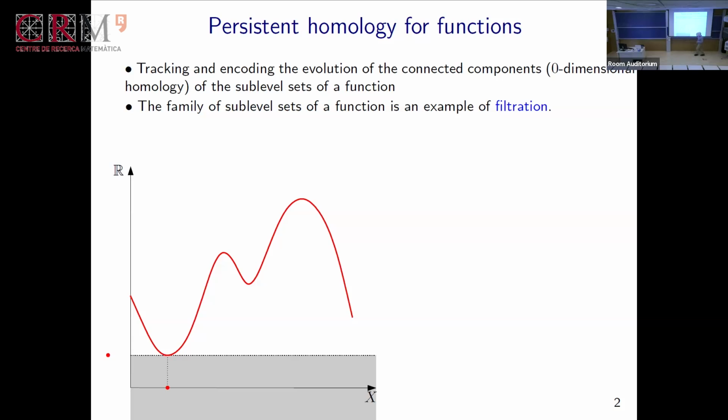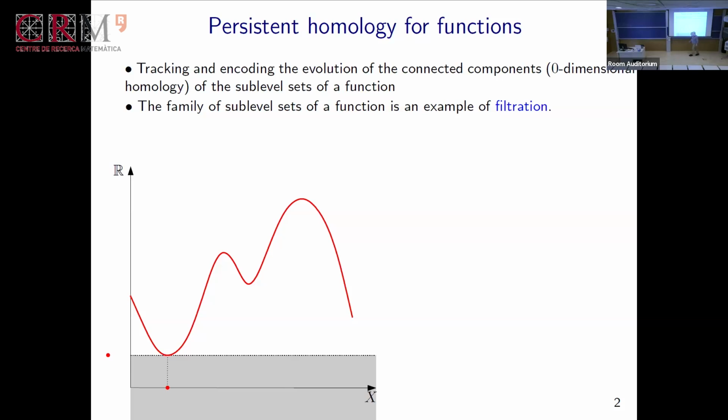So when I'm below this value here, nothing happens. The sublevel set is empty, so there is nothing to tell. Something happened when I reach the global minimum of my function. And what's changed in the topology of the level set is that I go from an empty sublevel set to one point in the sublevel set, so one connected component.